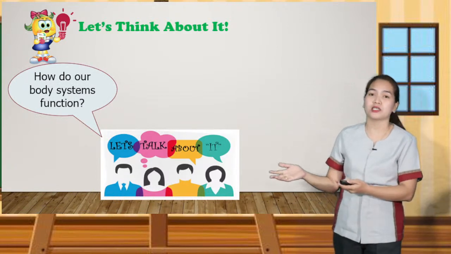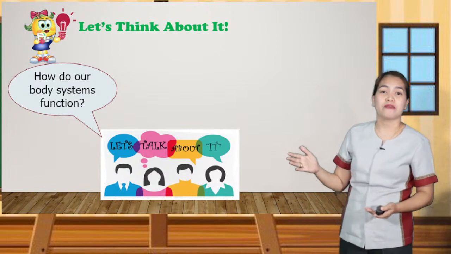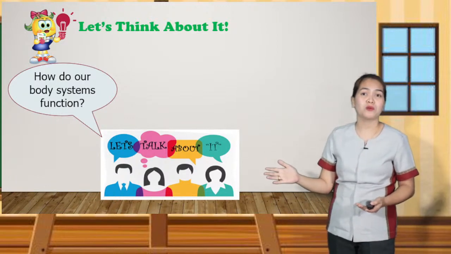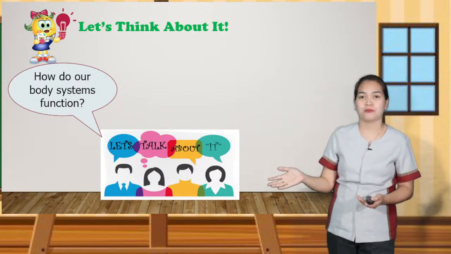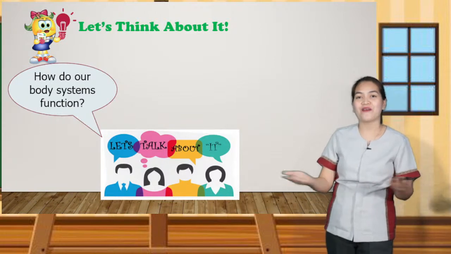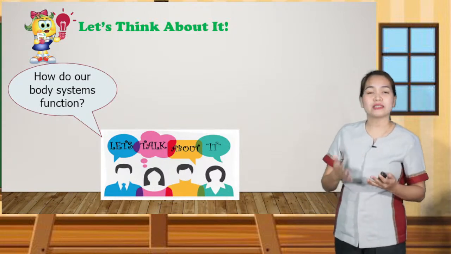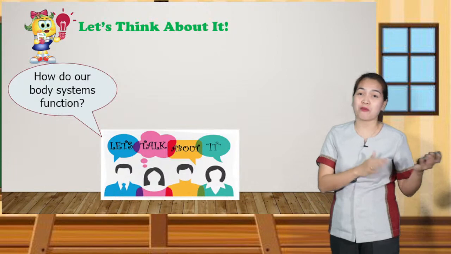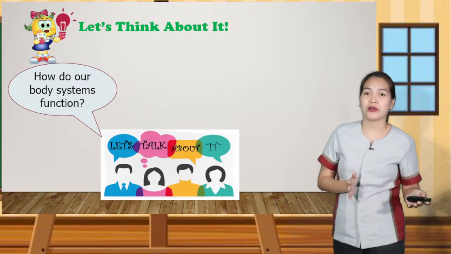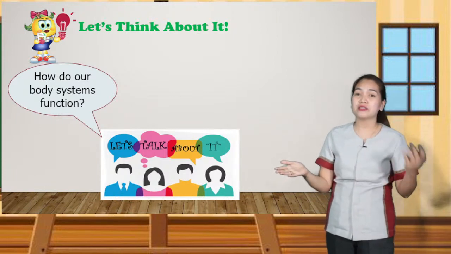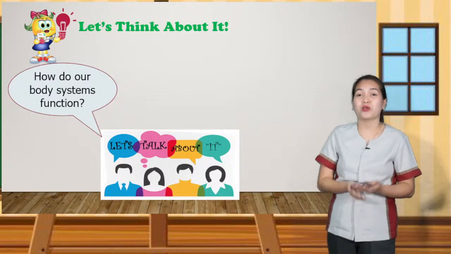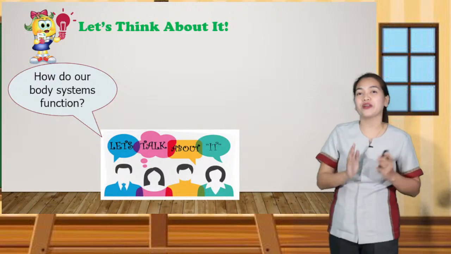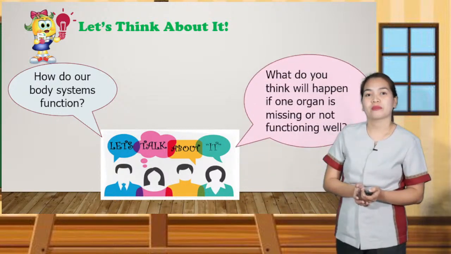Based from the lesson that we have, based from the video that you have watched, how do our body systems function? Anybody? Okay. So our body systems are actually relying on one another and they function as one. Without the other, a system will not function well. So they need one another to function.